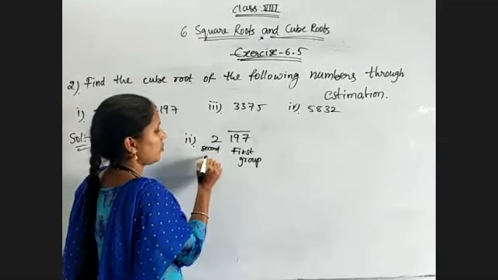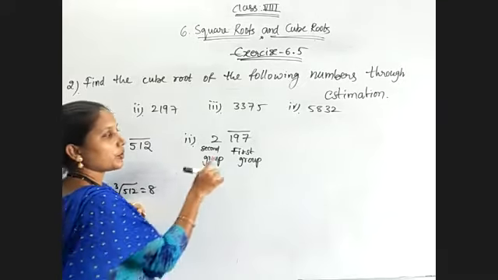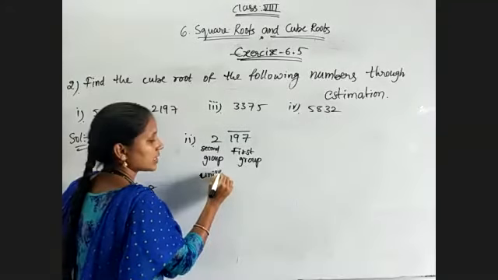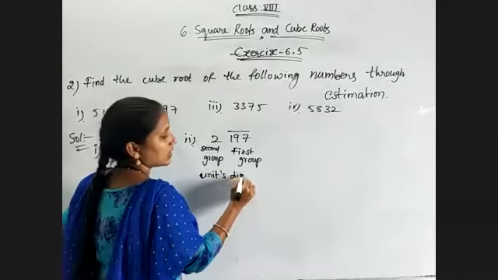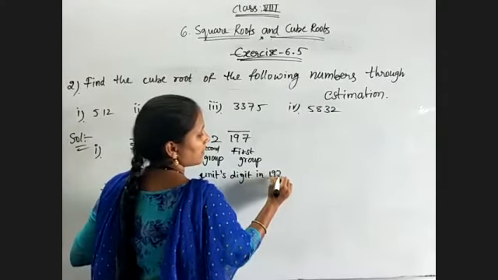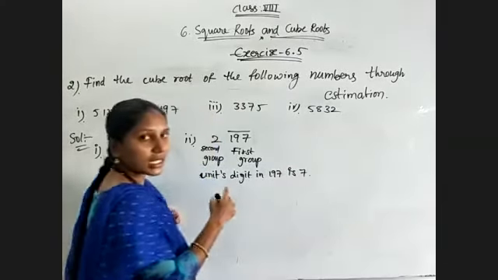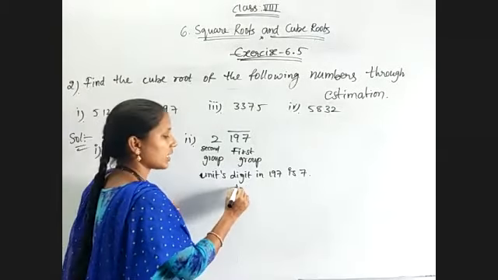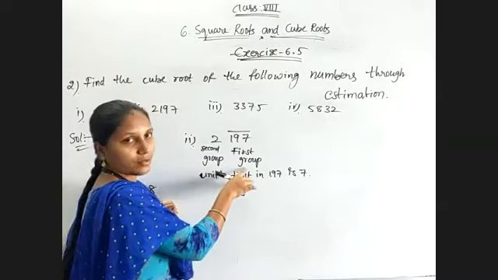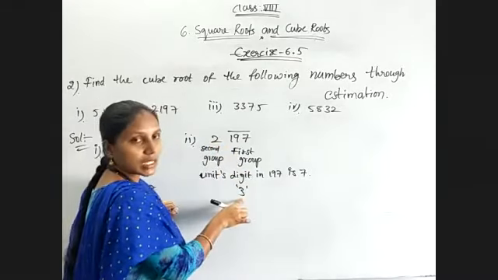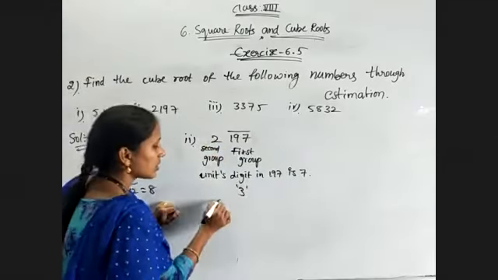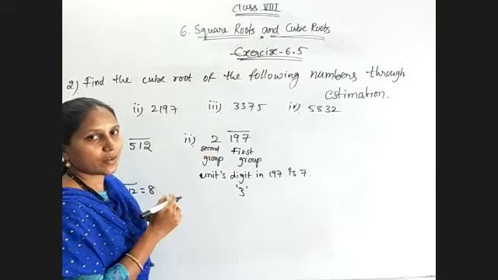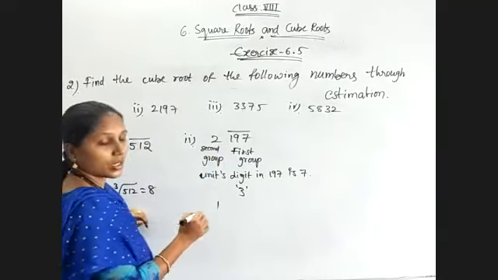Now, first observe the unit digit of the first group. The unit digit in 197 is 7. Therefore, in its cube root we will get 3 as the unit digit. Means whatever the cube root of this number is, it has 3 in its unit digit. And for the next group, if it is the last group, then consider the cube values.